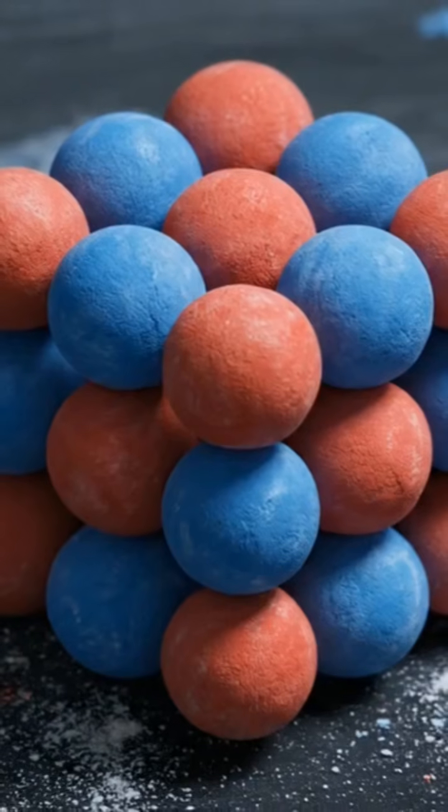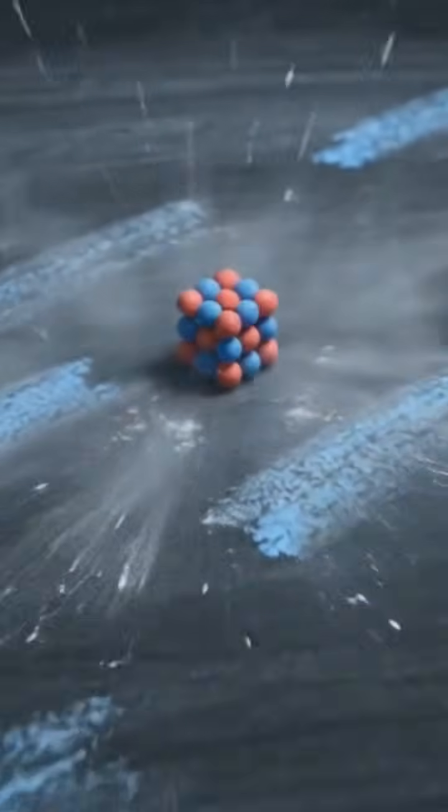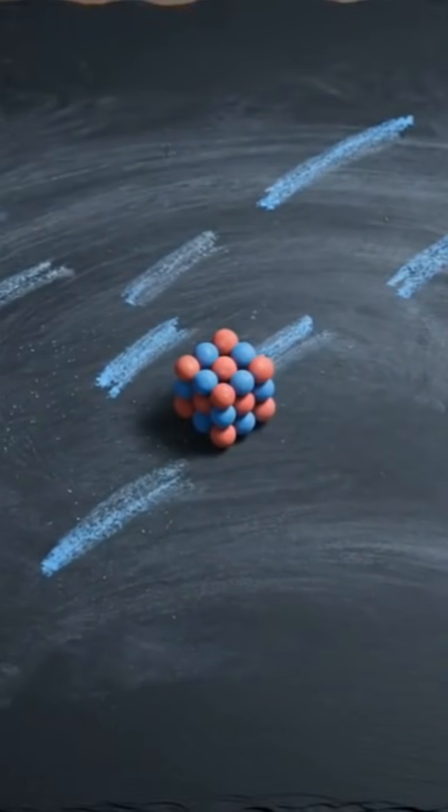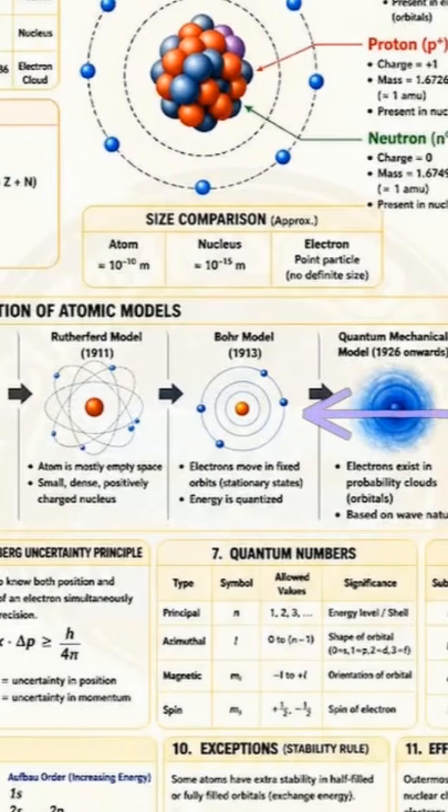Traveling outward from the dense, heavy core, we leave the nucleus behind and enter the vast, largely empty space of the electron cloud. The 1913 Bohr model depicted electrons moving in fixed concentric circles. Modern observation shows this concept is incorrect.